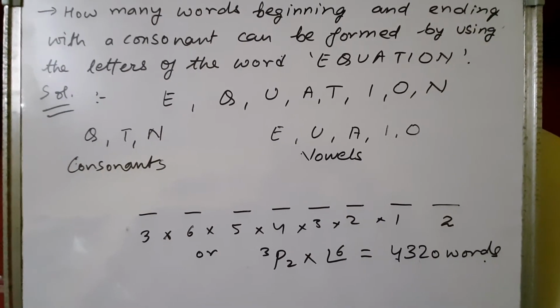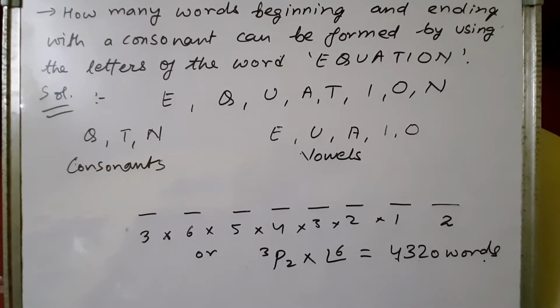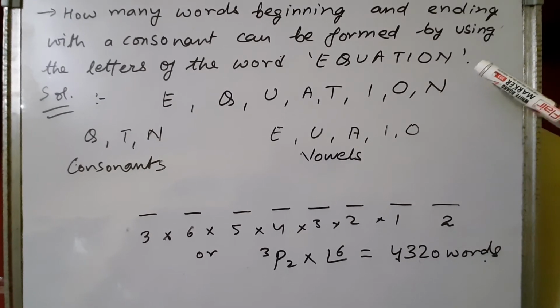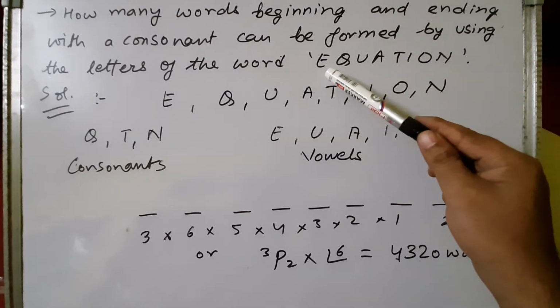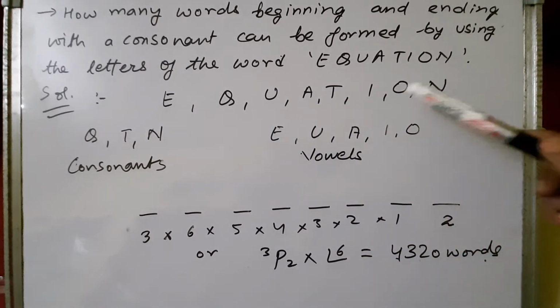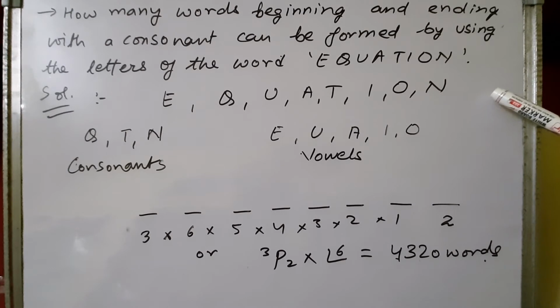Now let's see this sum, children. In this sum it is given: how many words beginning and ending with a consonant can be formed using the letters of the word EQUATION? So how many letters do we have in EQUATION? E, Q, U, A, T, I, O, N. 8 letters we have.